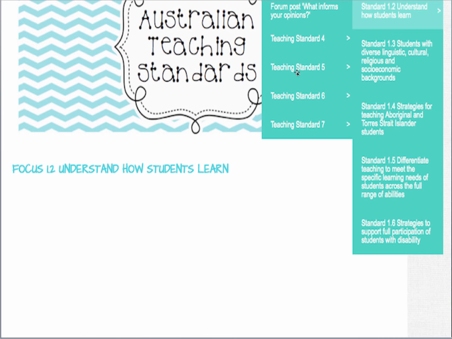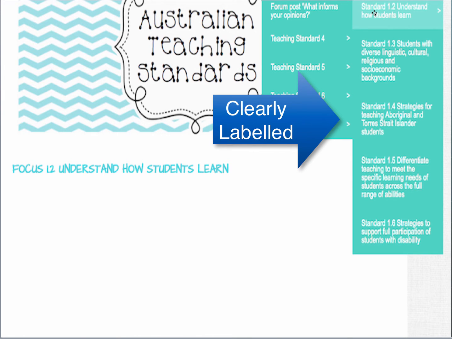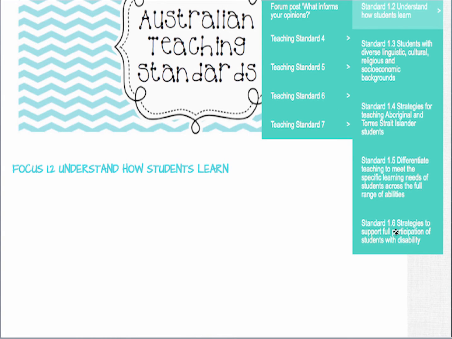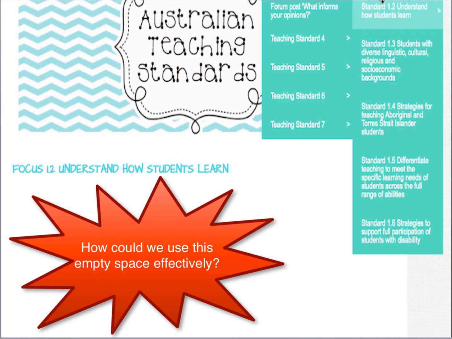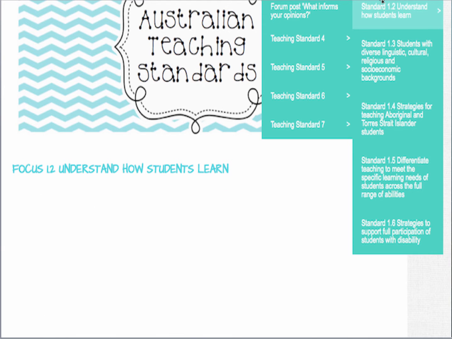In this particular instance, I clicked on standard 1, and you can see here that the student has clearly labeled standard 1, 2, 3, 4, 5, and 6, which means that when I then click on this one, I know exactly where I'm going. So it's clearly labeled, and it shows that the student has made an effort to use the technology effectively, to use the Weebly effectively, and it works well.